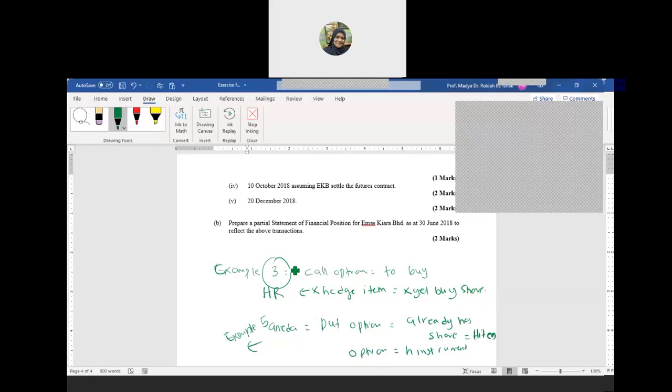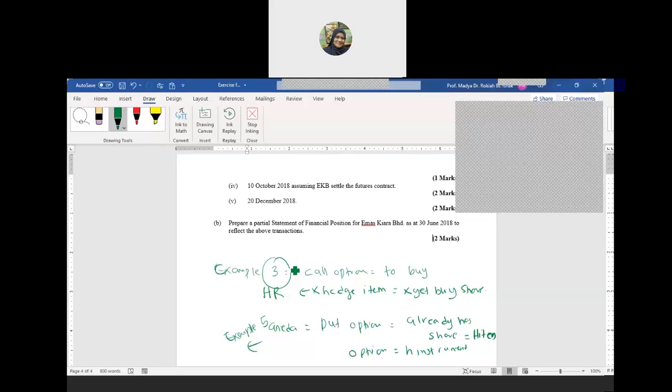The put option here, we already have the shares. We want to protect against a reduction in the price of the shares, so we have the hedged item. So when you bought the put option, it will be used as the hedging instrument, and we're going to have the hedge relationship. So we are going to prepare the answer for ARIDA like the one that you have for example 5.